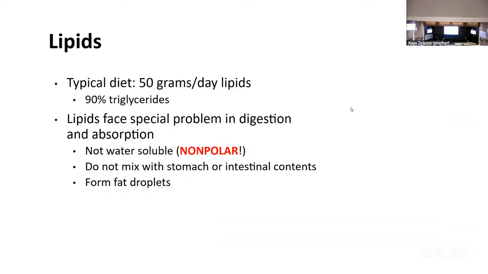Okay. So your typical diet should include about 50 grams per day, let's say, of lipids. Almost all of that is going to be in the form of triglycerides.